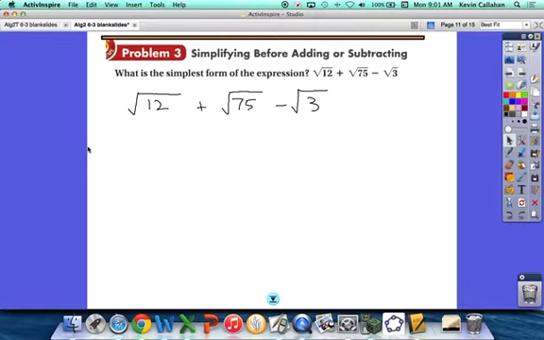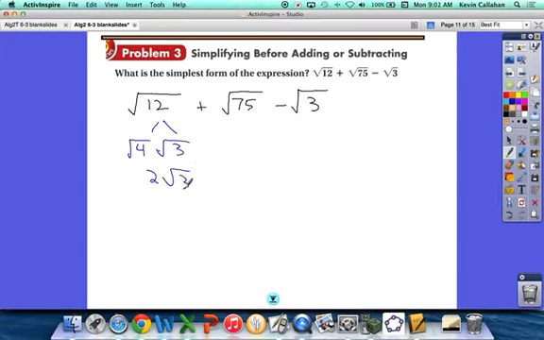I mean, we've been simplifying radicals up till now, right? But that is usually a sticking point. The square root of 12, you would say, that's not a perfect square. Does it have any factors that are perfect squares? 4. 4 times 3, right? So you break that down into 4 times 3, which makes this 2 times the square root of 3.